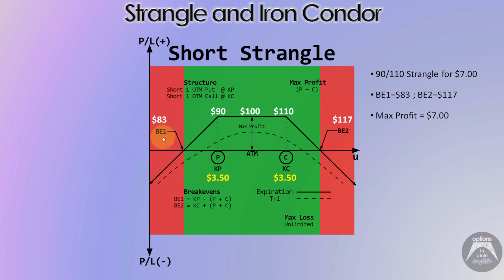Max profit is going to be $7. There is no way for you to make more than $7. $7 is the most you're going to make. Your max loss is unlimited because the stock price could go to 200, 300, 400, 700, 1,000, 2,000. There is no limit on the upside. You're going to be losing from this point on 1-to-1 with the stock price. On the downside, you're going to have your break even, and the stock can go to zero. So your max loss here is going to be 83 times 100, so it's going to be $8,300. But on the upside, the loss is unlimited.